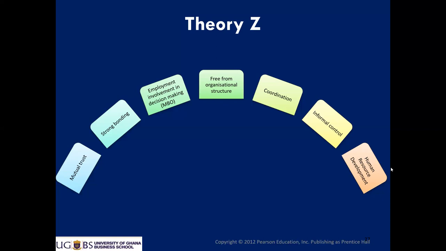Free from organizational structure. Here it's not like, you are the boss, who are these? No, we are all together. There's coordination, there is informal control, because if there is no organizational structure, then there is no formal control. And also human resource development. So if you look at these elements carefully, which are being espoused by this theory, it tells us that there is more responsibility on the subordinates, on the employees. The employees should assume more role in the organization.